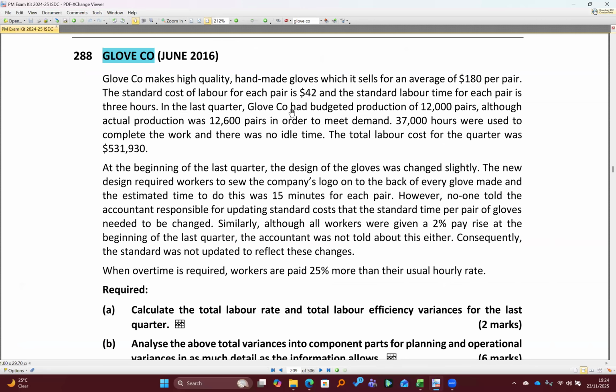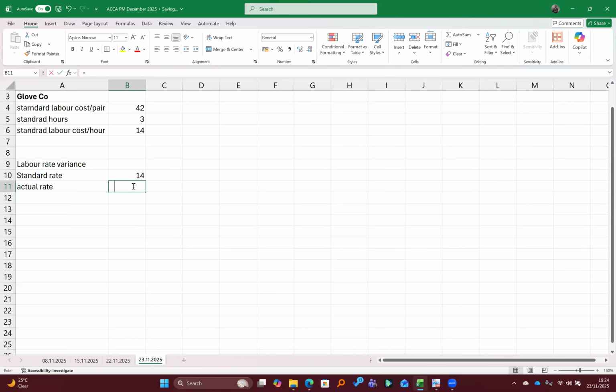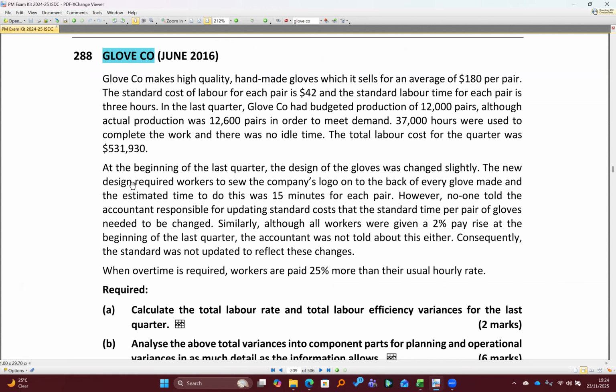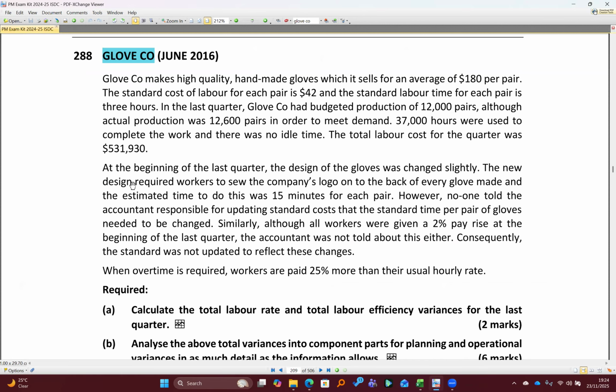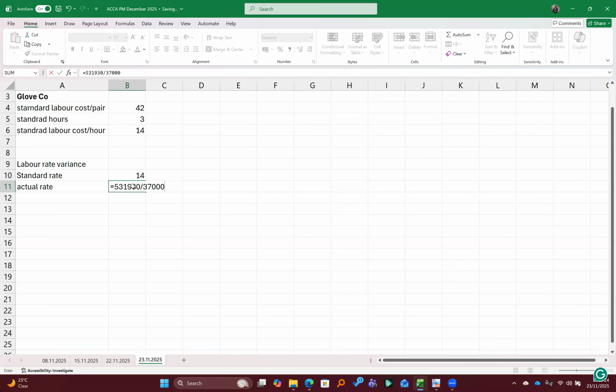For the actual rate, they actually made 12,600 pairs and they used 37,000 hours, and total labor cost was 531,930. So it means that we can get the actual rate as 531,930 divided by 37,000. The actual rate ended up being higher.